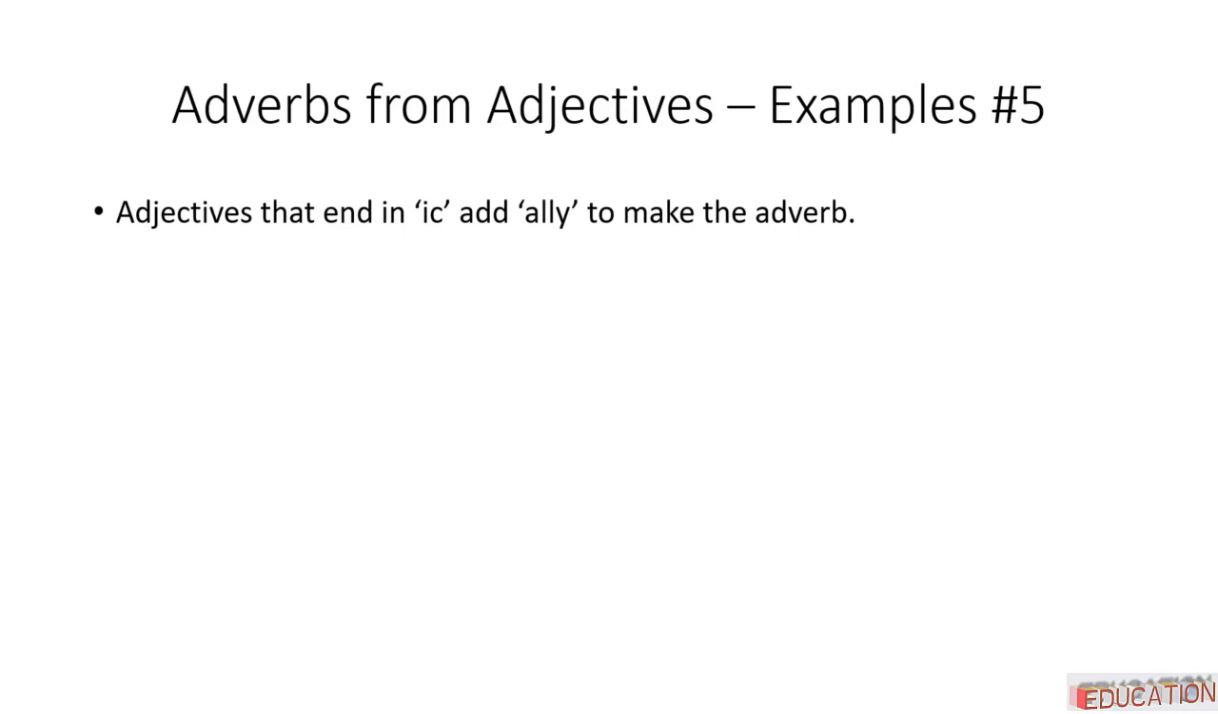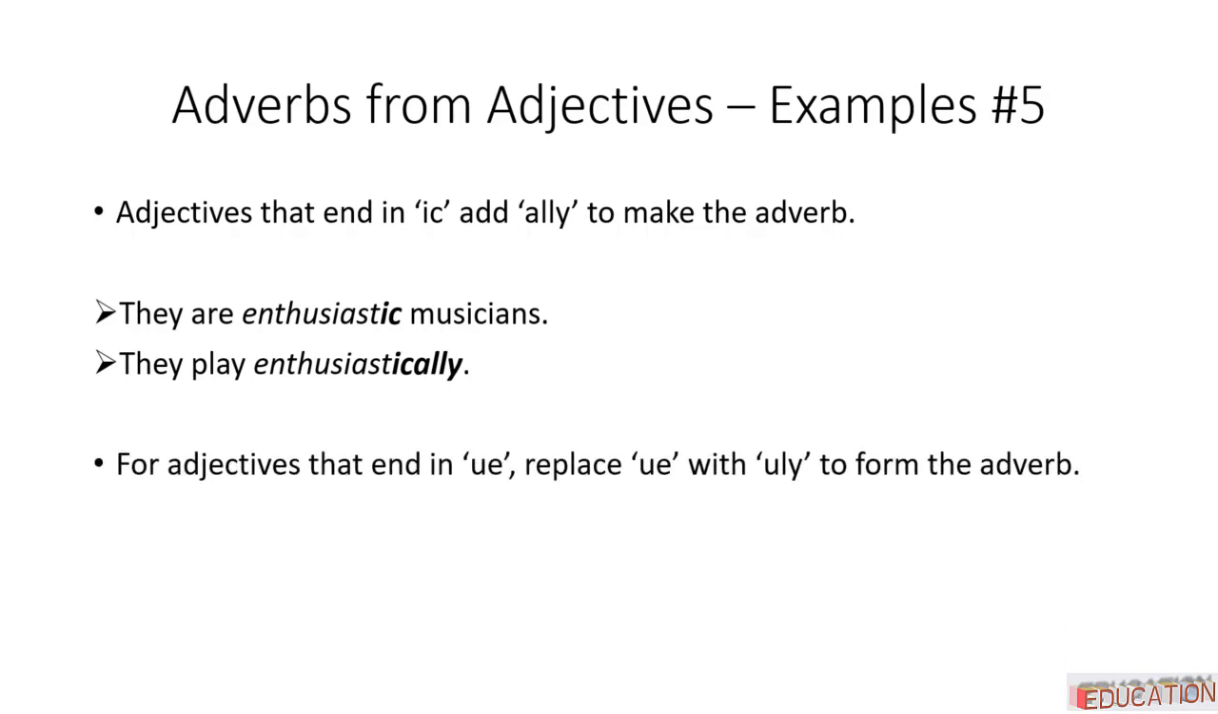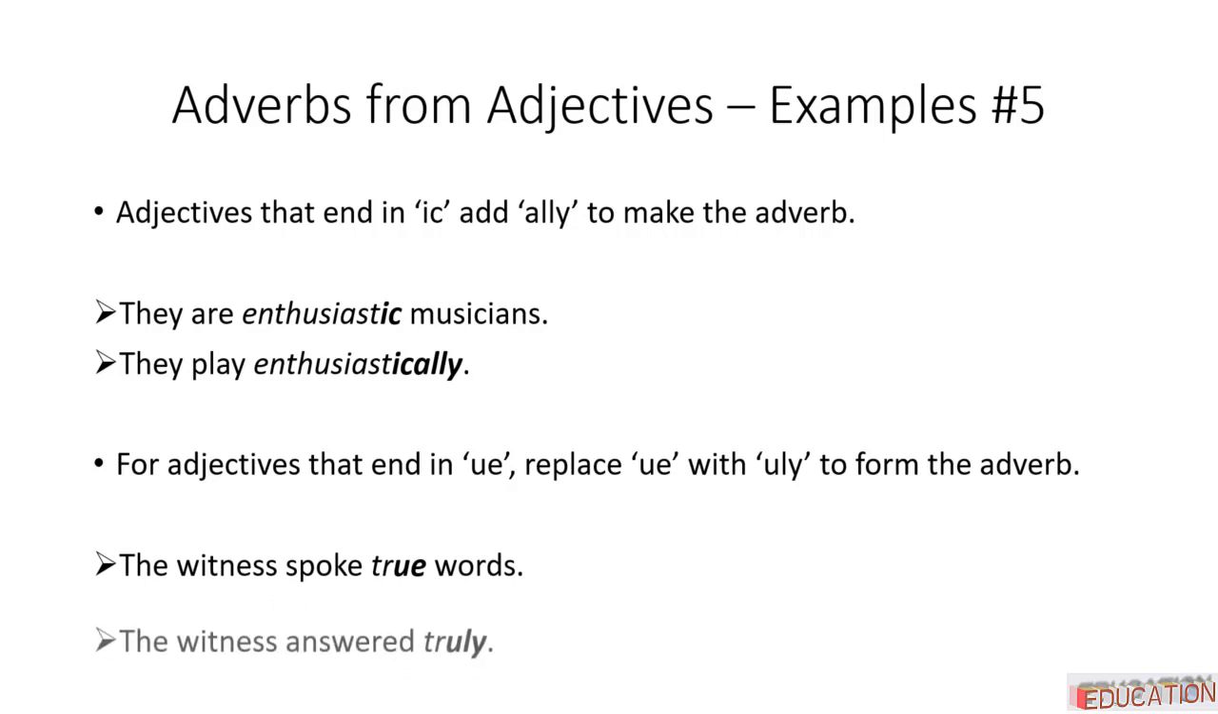Adjectives that end in IC we form into an adverb by adding ALLY. They are enthusiastic musicians. They play enthusiastically. And for adjectives that end in UE, we replace the UE with ULY to form the adverb. The witness spoke true words. The witness answered truly. So this is a slight variation of the add-ly in that we remove the E first.